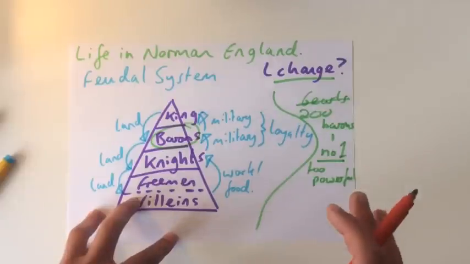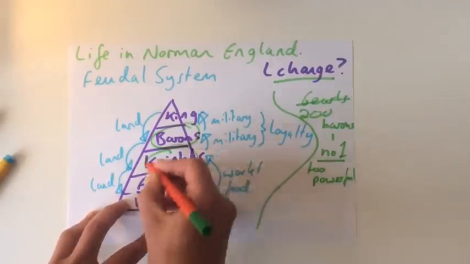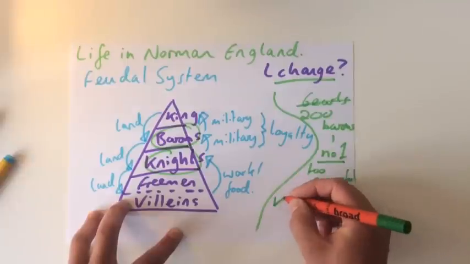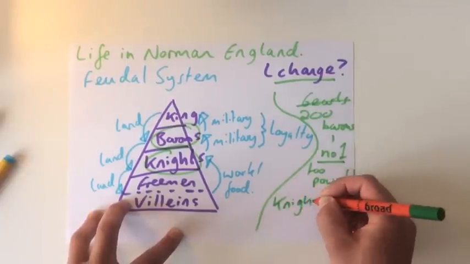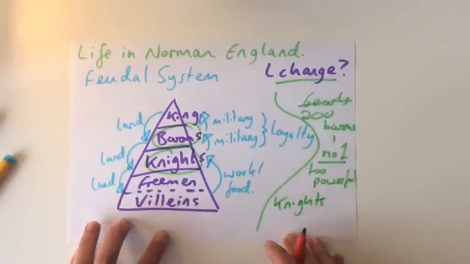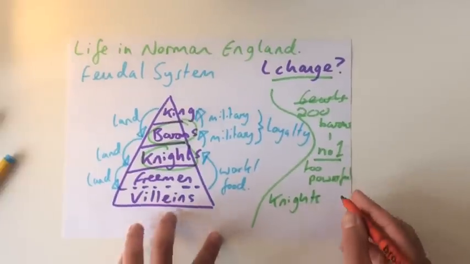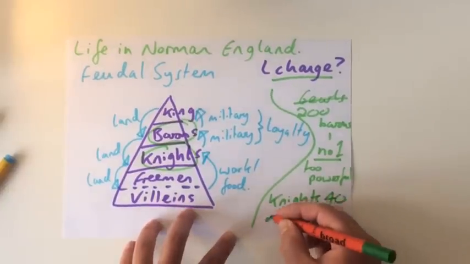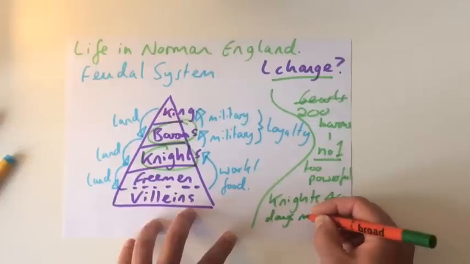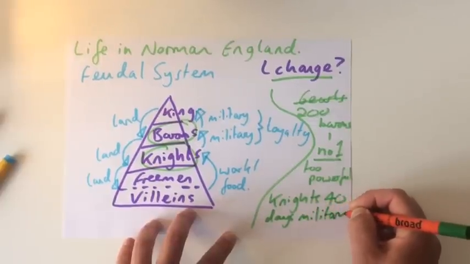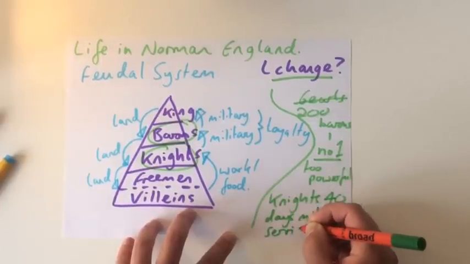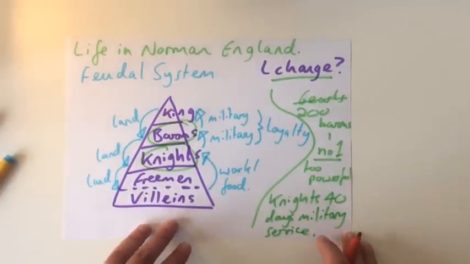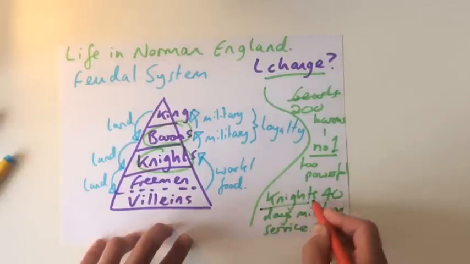Okay, the second change they make concerns the knights. Under the Anglo-Saxon system, the knights would have given military service whenever it was needed. Under the new Norman system, the knights have to do 40 days every year military service, which means that any king of England who needs to put down a rebellion or defend his country has always got an army ready to go.